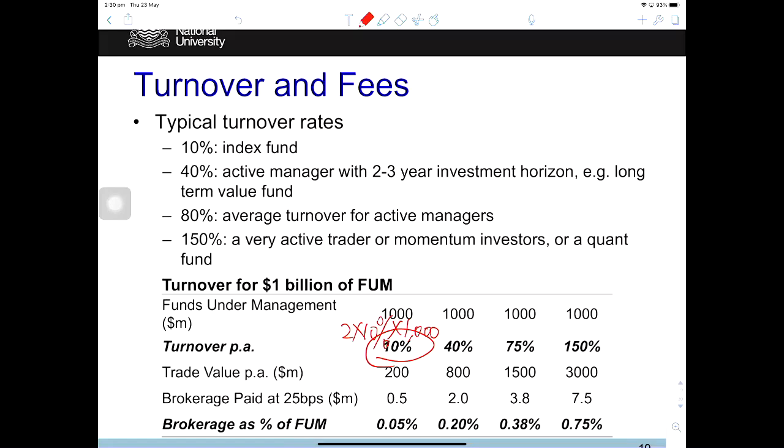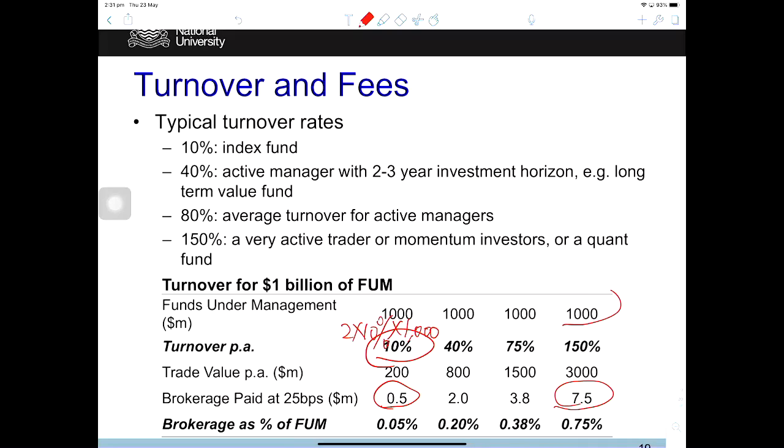So that's going to be the base to calculate the brokerage. And you have that $500,000 of brokerage generated from a passive index fund. That's a lot of money for one particular client of a broker. And if you look at the extremely active quantitative managers, with a turnover of 150%, the brokerage generated from the transaction can be close to $8 million.